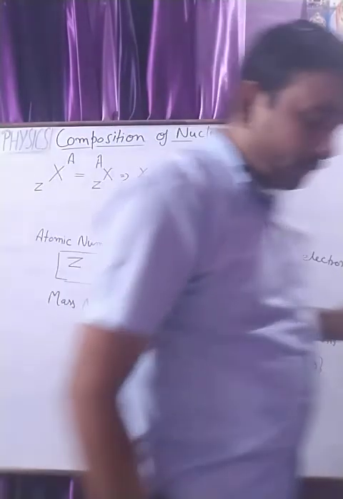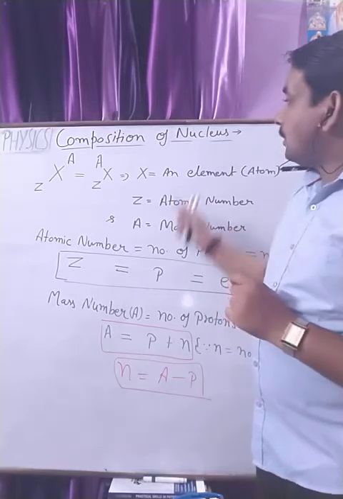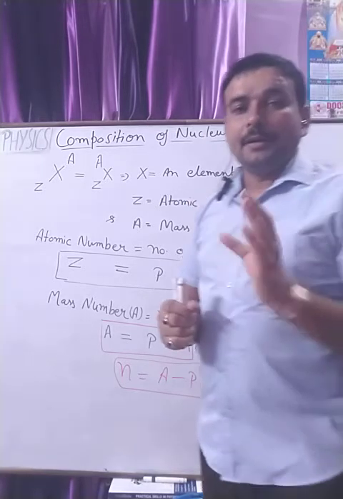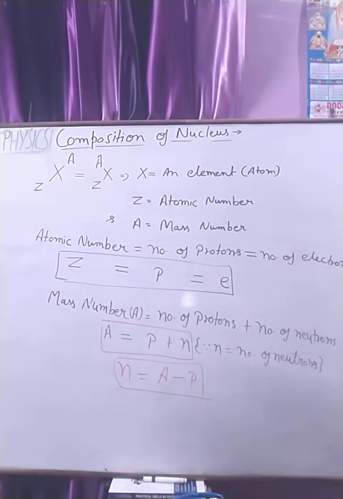And in the last class we discussed the properties of proton and neutron. So just copy this, then we are moving to the types of nucleus.